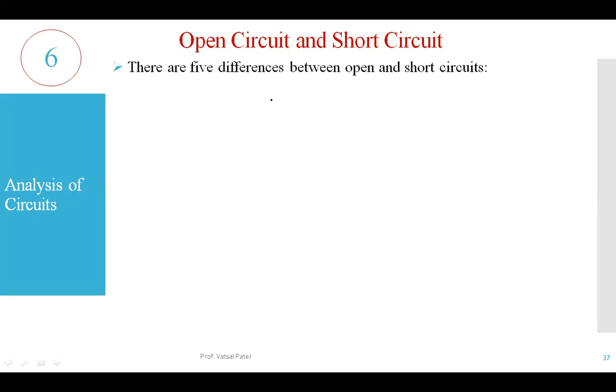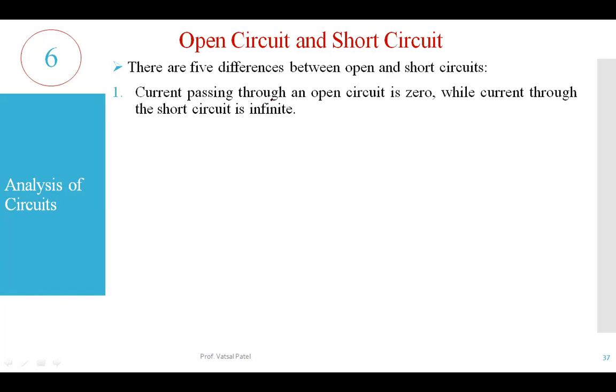So you can say that there are 5 differences you will identify when the circuit is open or short circuit. So the very first point you can see: if any circuit is open, in that case, can we say that the current will be zero?